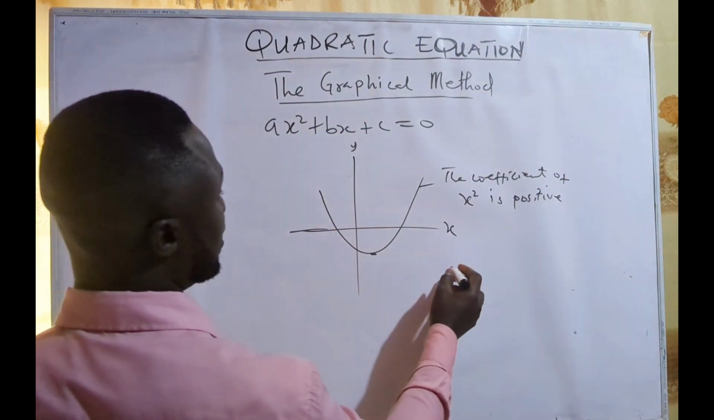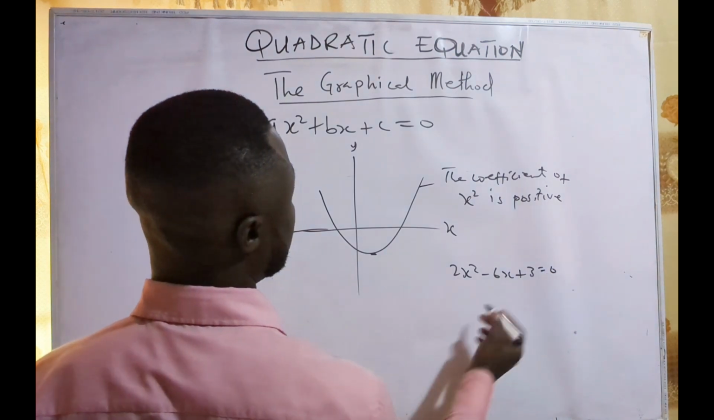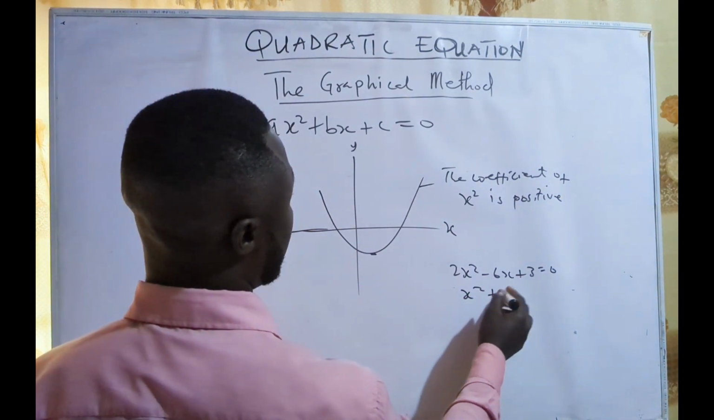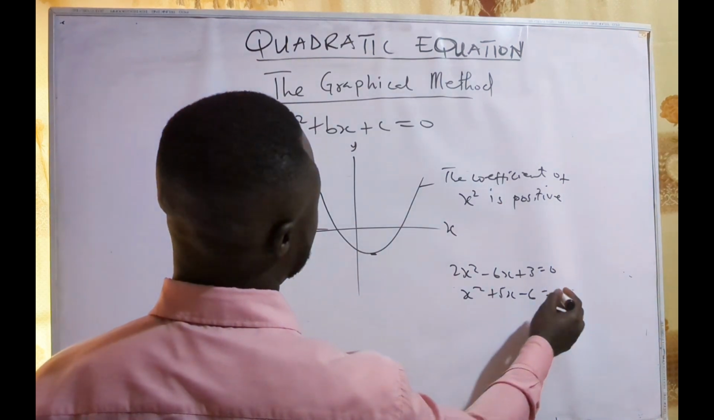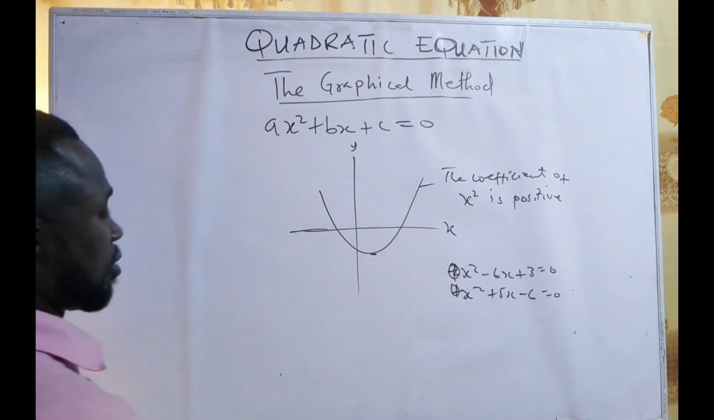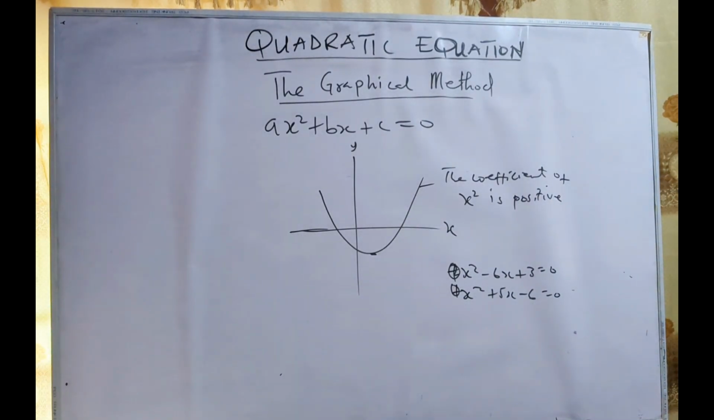Examples are 2x squared minus 6x plus 3, and then it can be x squared plus 5x minus 6. Anywhere the coefficient of the x squared is positive, that is what we are talking about. So this is what we have.